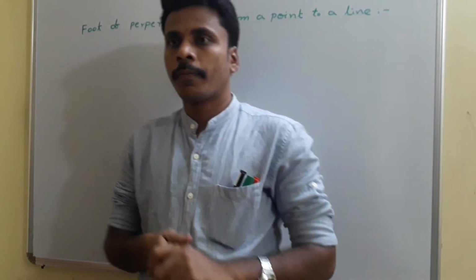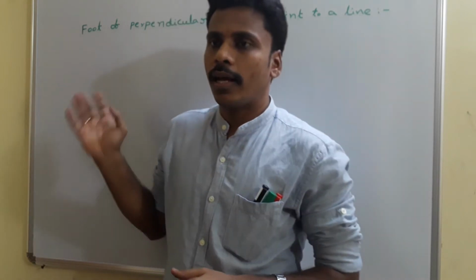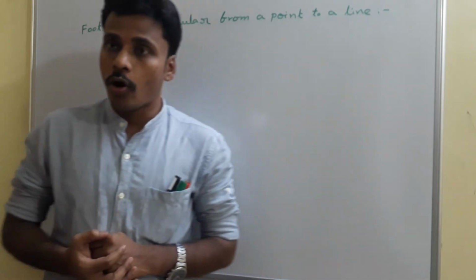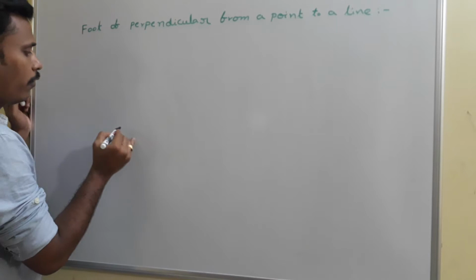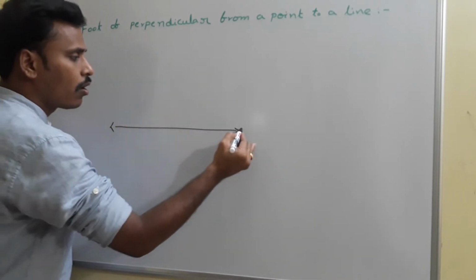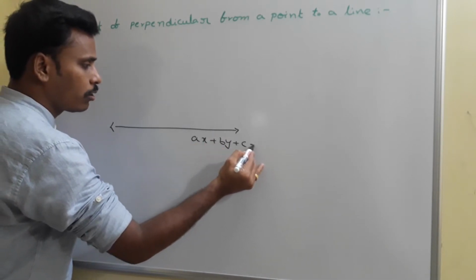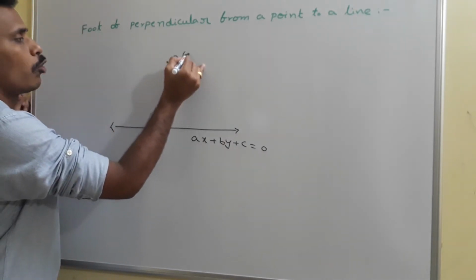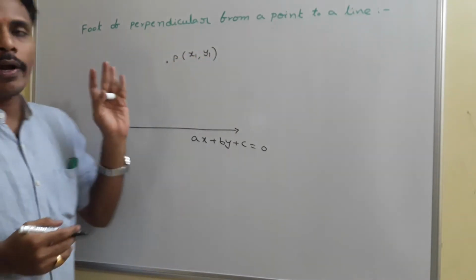Good morning, students. So we are discussing straight lines, and now in this class we are going to find out the foot of perpendicular from a point to a line. Suppose I have a line of the equation ax + by + c = 0, and a point P, you may say it as (x1, y1). So I have a point and a line.